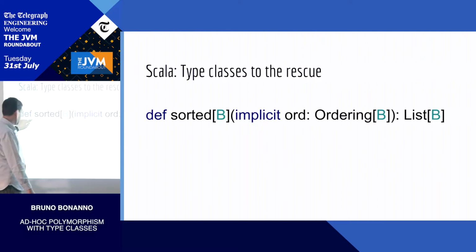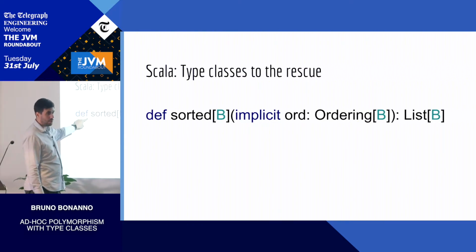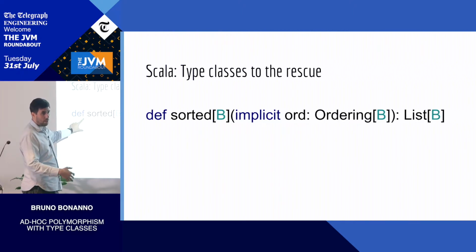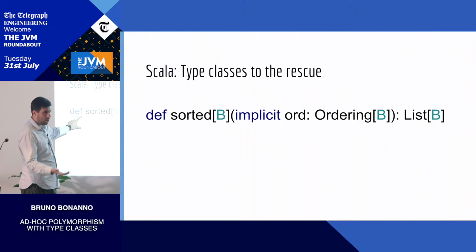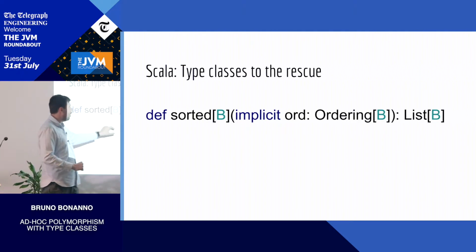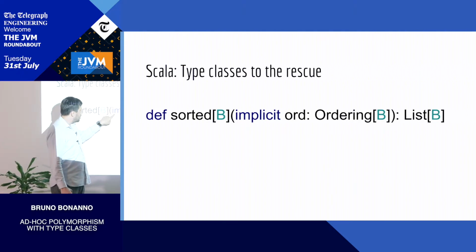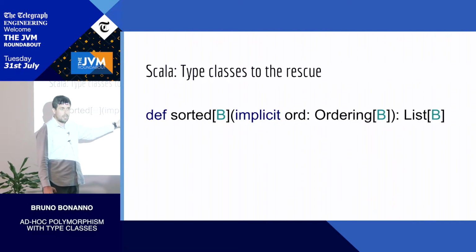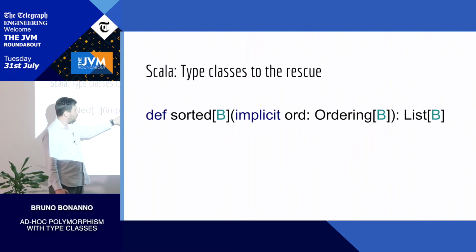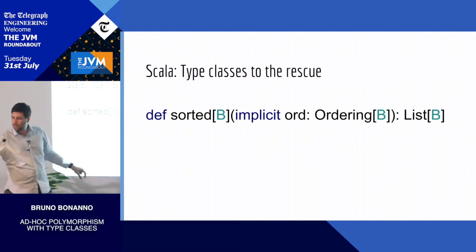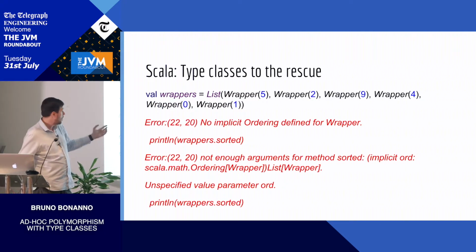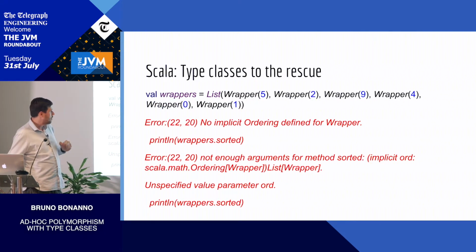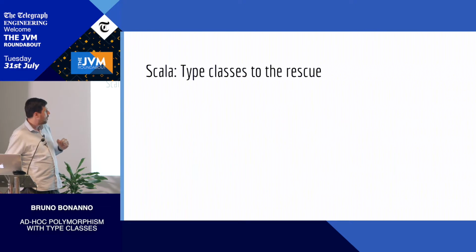This is, by the way, the only definition of the method sorted. It's not that we have a method with the parameter and a method without the parameter. The method always has the parameter. The magic is in this keyword. It's an implicit parameter. What does that mean? If you remember the error, it says no implicit ordering defined for wrapper.